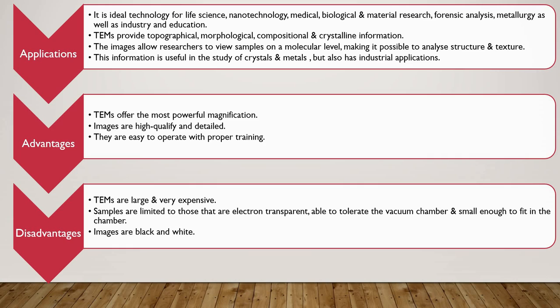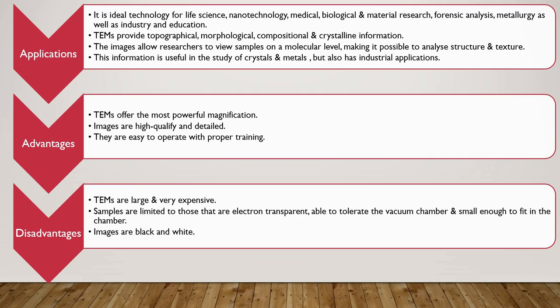Next are the advantages of TEM. A transmission electron microscope is an impressive instrument with a number of advantages. TEMs offer a most powerful magnification, potentially over 1 million times or more. TEMs have a wide range of applications and can be utilized in a variety of different scientific, educational and industrial fields. TEMs provide information on element and compound structure. Images are high quality and detailed. TEMs are able to yield information on surface features, shape, size and structure. They are easy to operate with proper training.